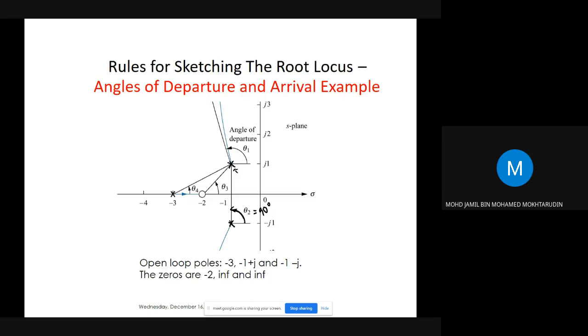Tak payah kira lah. So theta 3 is made by this 0 here. So you need to use the tangent formula. So theta 3 equals tangent minus 1, tinggi ni, which is 1 divided by panjang ni, minus 2. Okay. Or 2, okay. And then theta 4 also use tangent, tangent minus 1, 1 divided by 3. Okay, so the step is plot the poles and 0 and then find the angle made by the other poles and 0, okay.